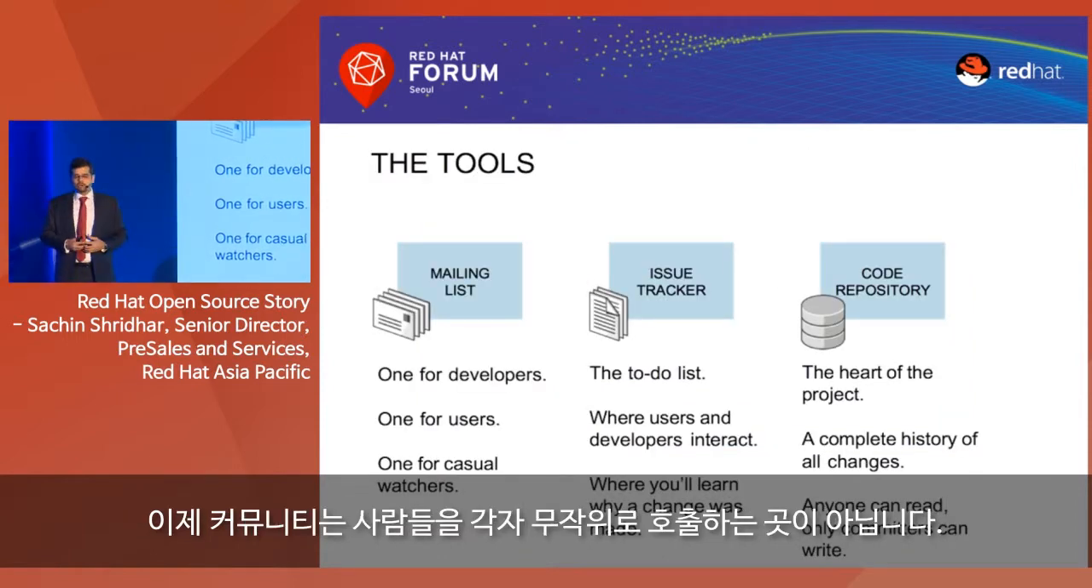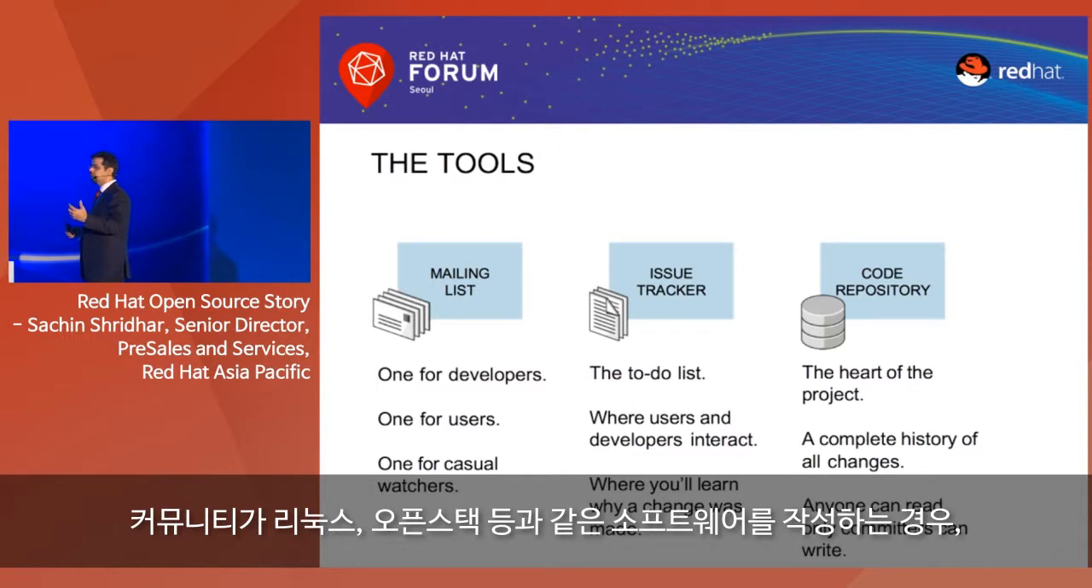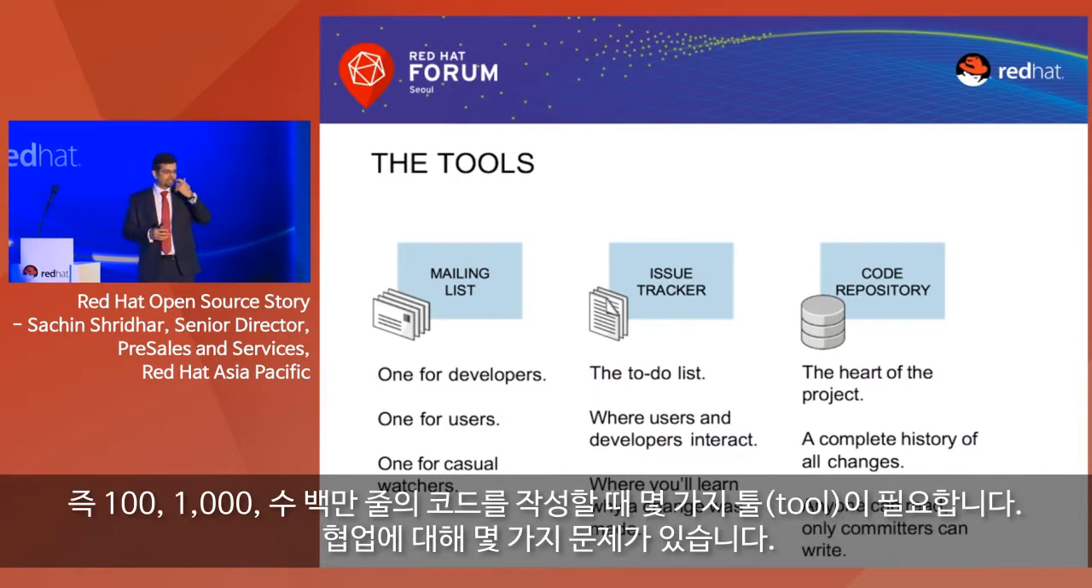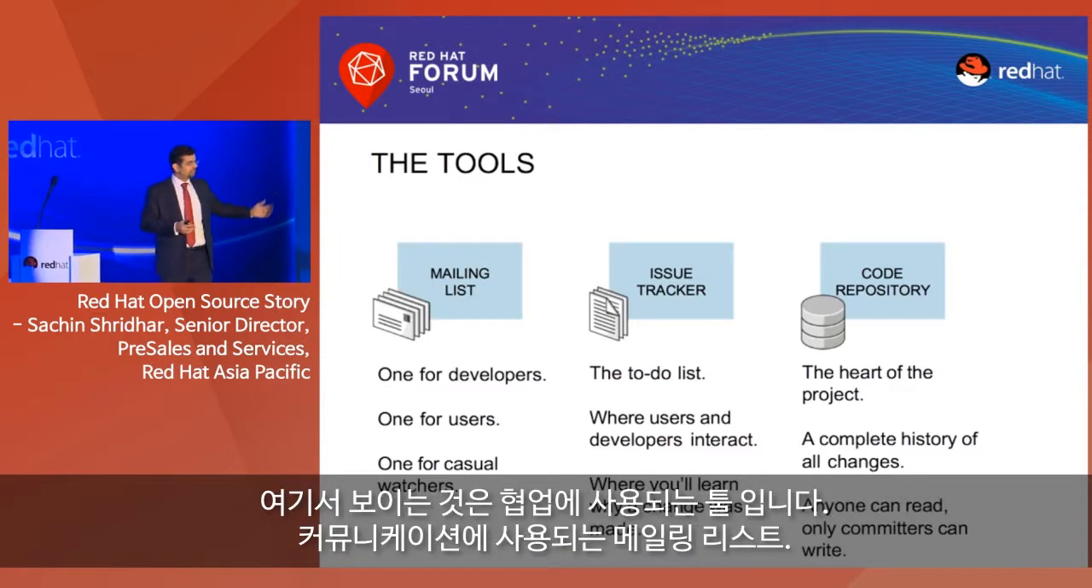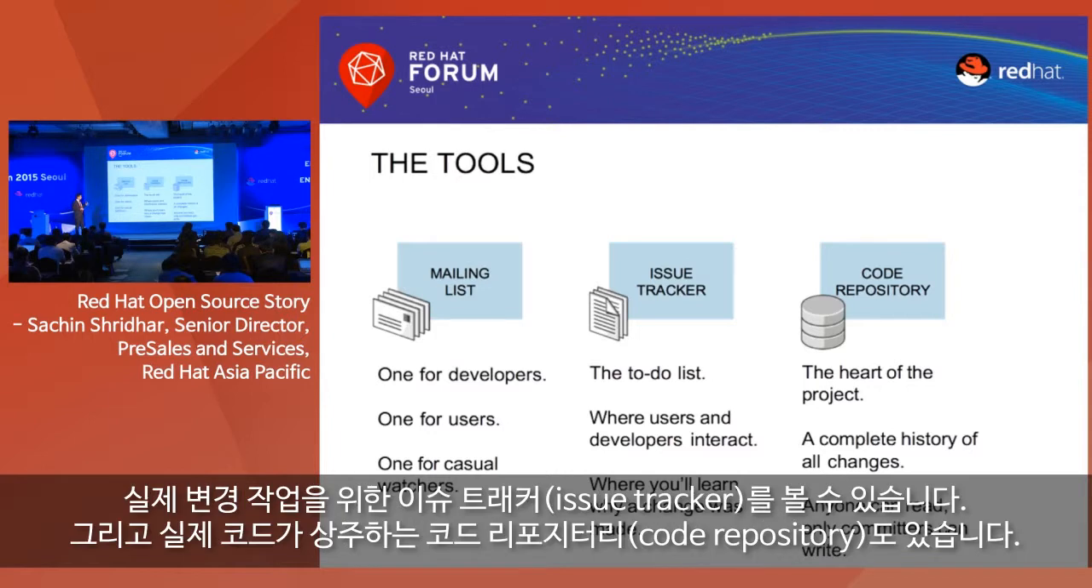Now, the community is not just random people calling each other. If the community has to create software like Linux, like OpenStack, and others, which can be from hundreds to thousands to million lines of code, they need to have some tools. They need to have some method for collaboration. So what you see here are the tools that are used for collaboration: the mailing lists, which are used for communications; the issue tracker, which is for working on the actual changes; and then the code repository, which is where the actual code resides.